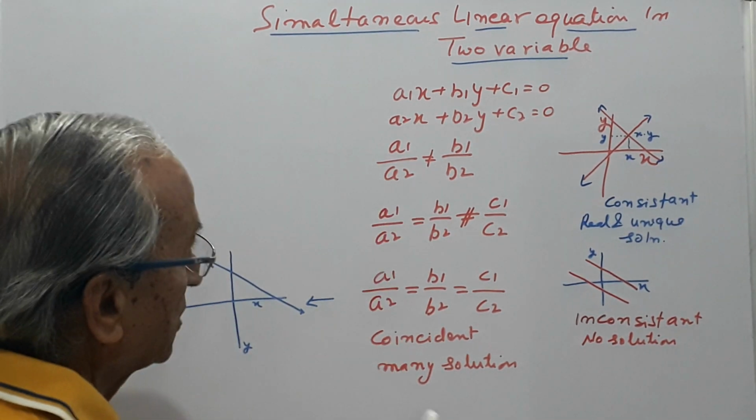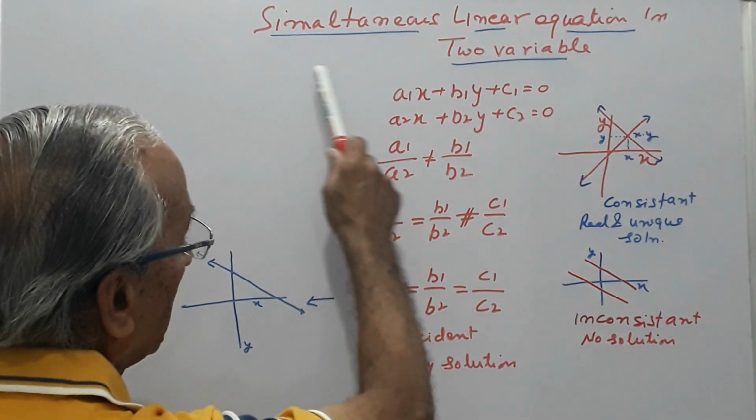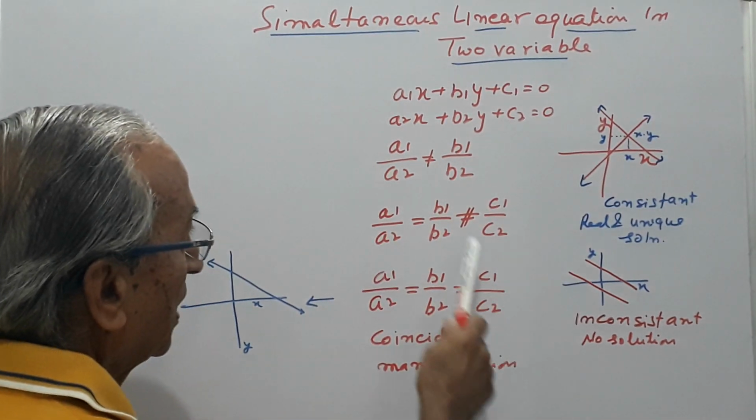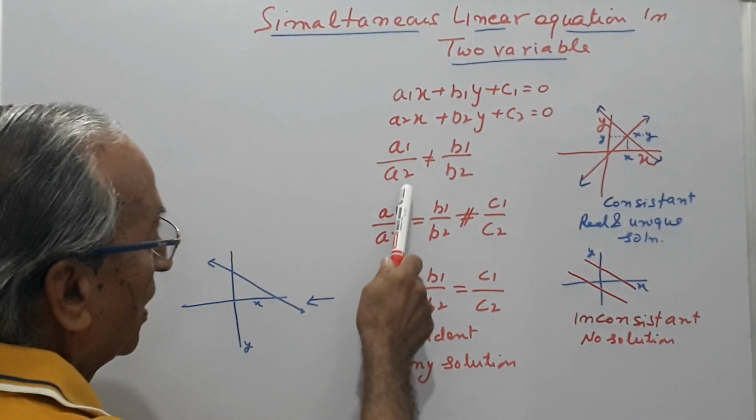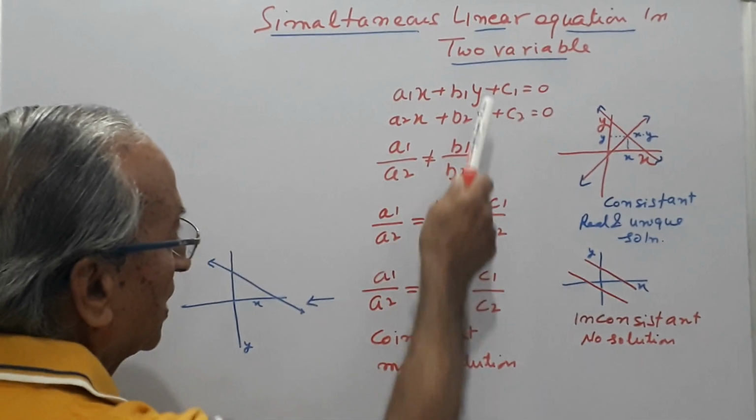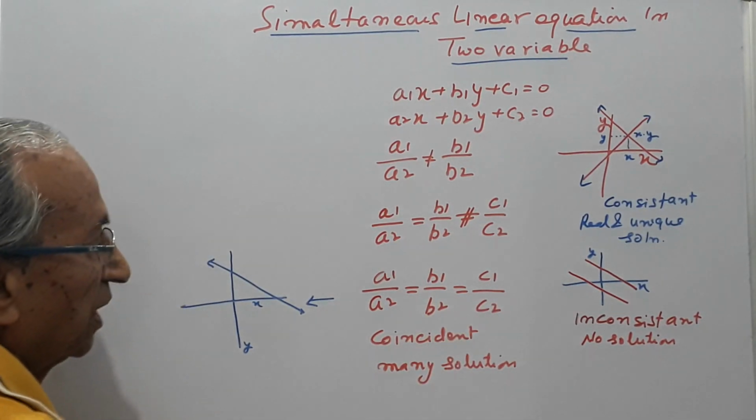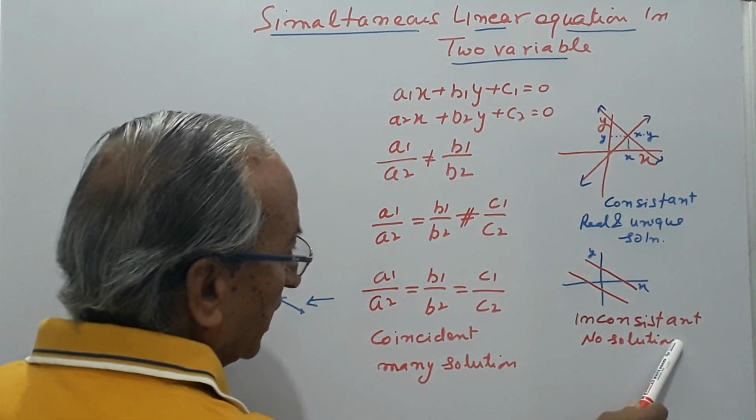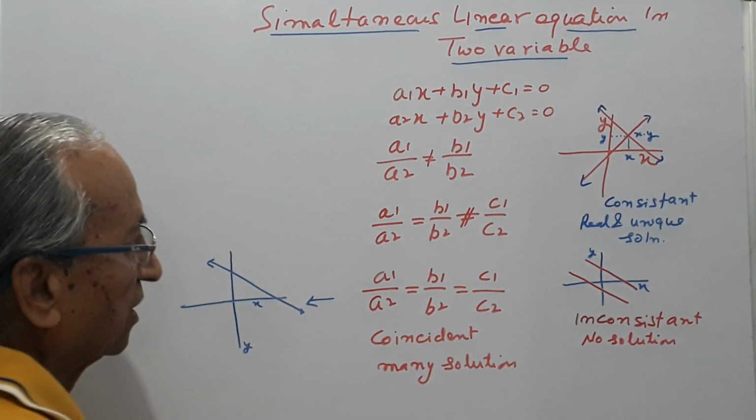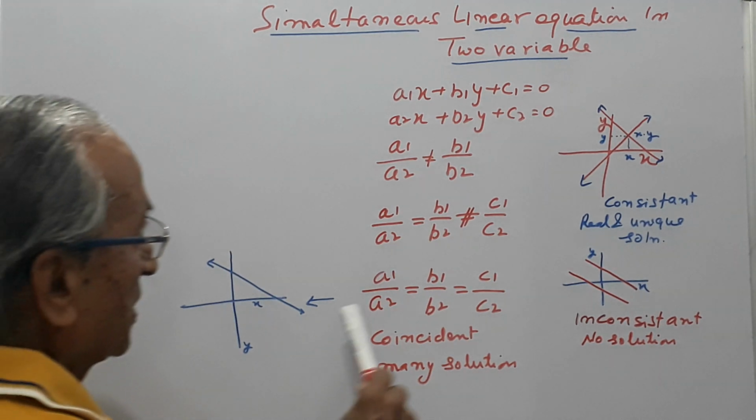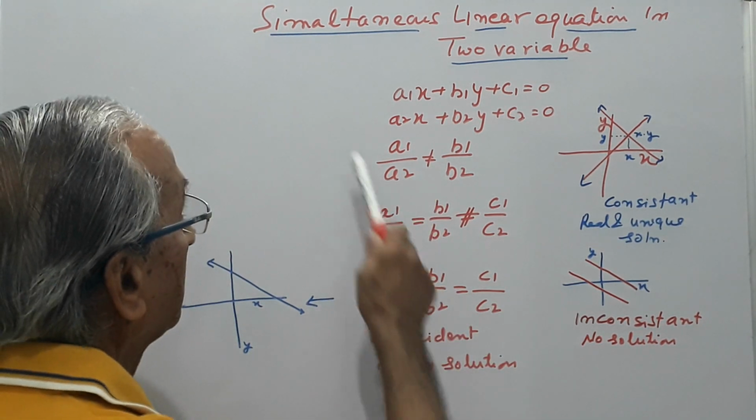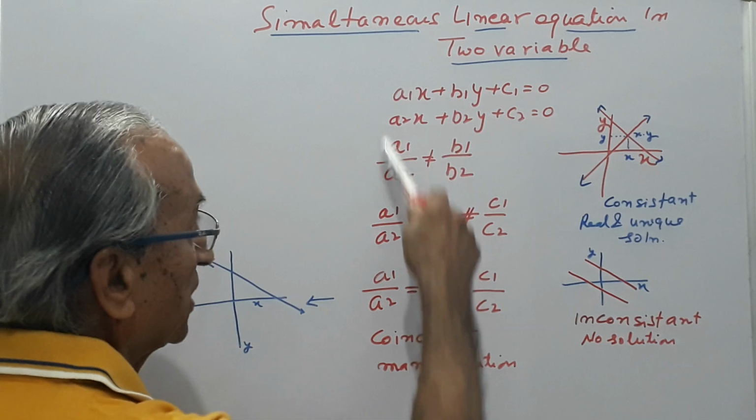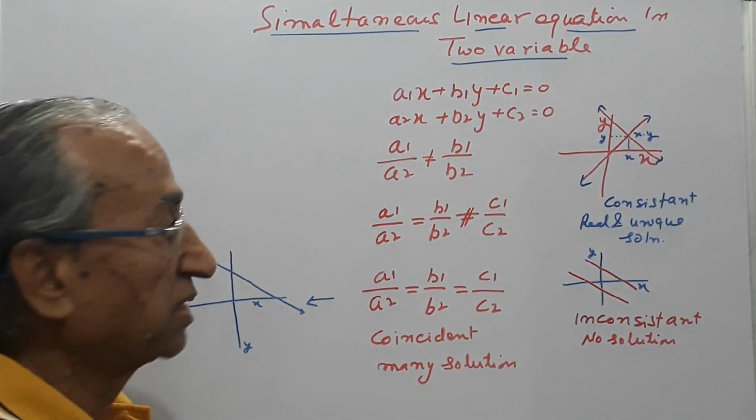So these are the three conditions in simultaneous linear equations in two variables, whereby from the ratio of the coefficients of x and y, we can say whether the equation is consistent, inconsistent or coincident. Now this is a general fundamental pattern of linear equations giving the ratio of the coefficients of x and y.